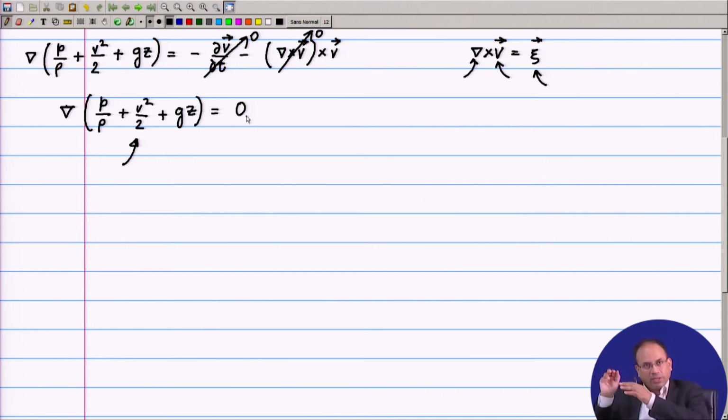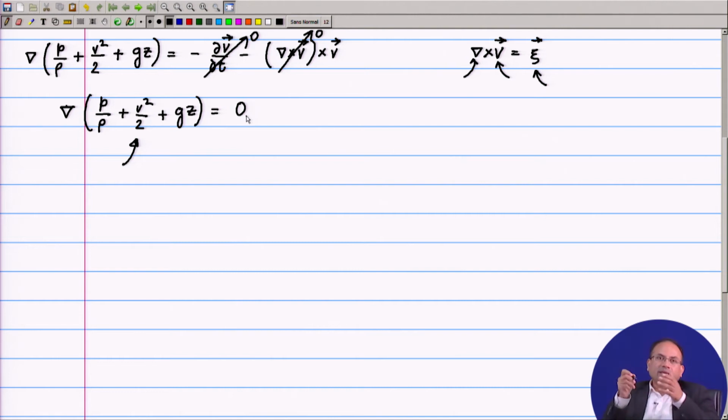Things can vary individually, your p and your v and your z can vary, but the summation of those things, the p by rho plus v square by 2 plus g times z, that whole thing will stay the same as you move from point to point. So, that is what is meant by that gradient is 0.